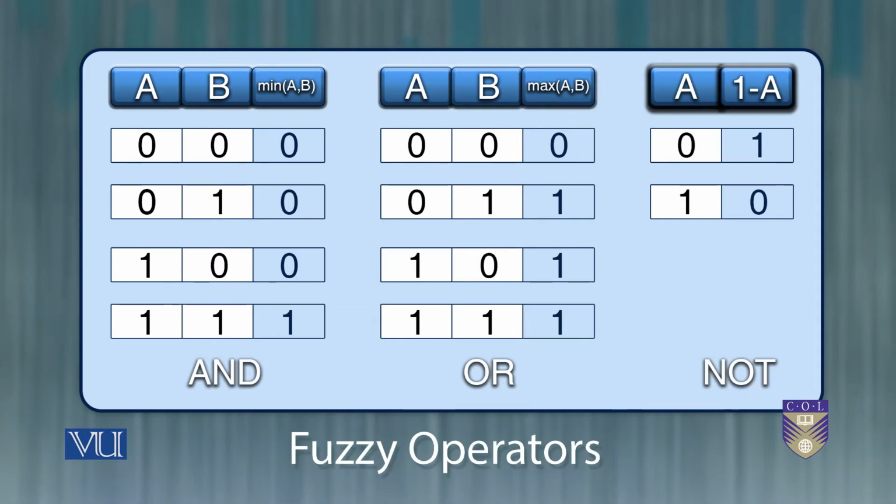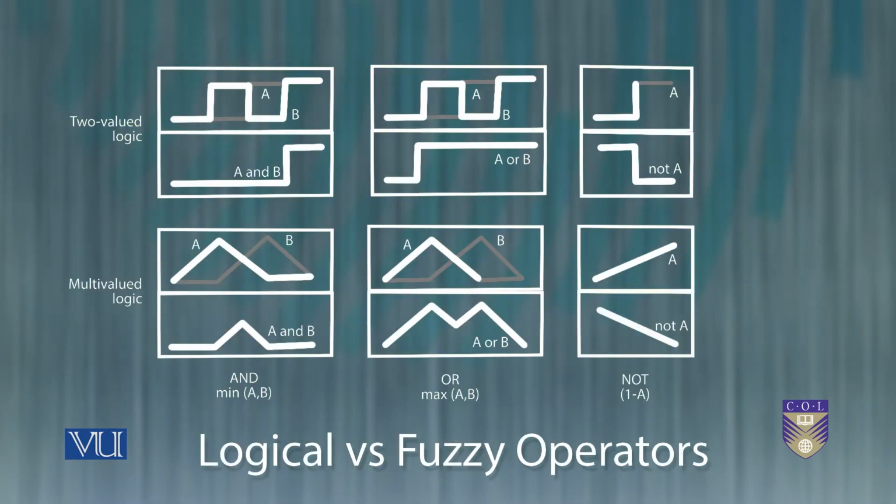The AND operator means taking the minimum of the two values. The OR operator means taking the maximum of the two values. And NOT is 1 minus A will give you that. Let's take another example. In this example, we have demonstrated the relation or comparison between two valued logic.